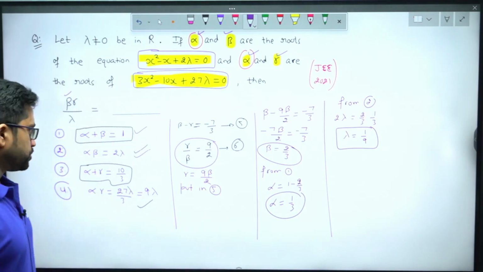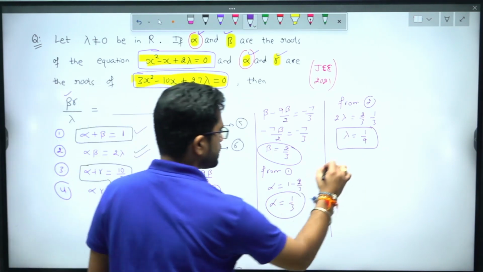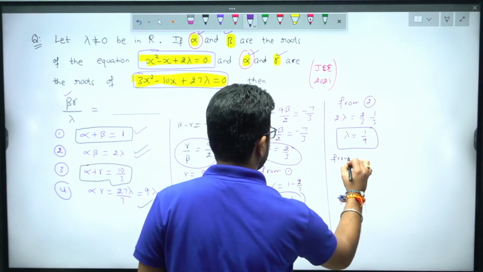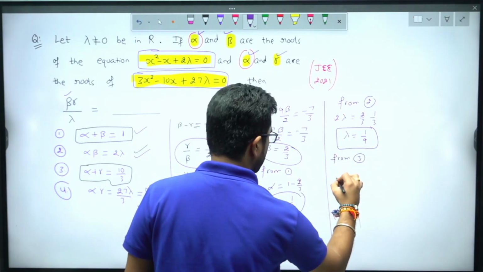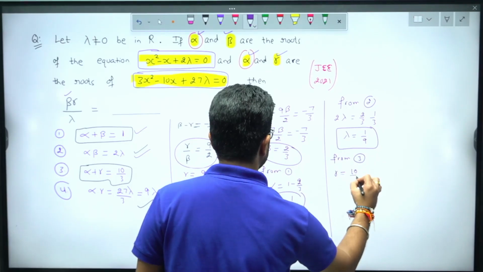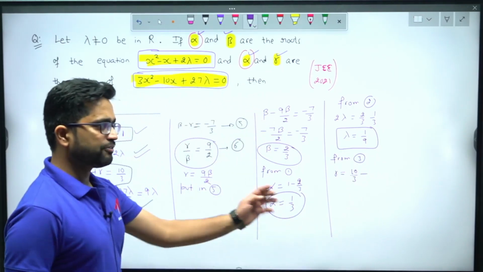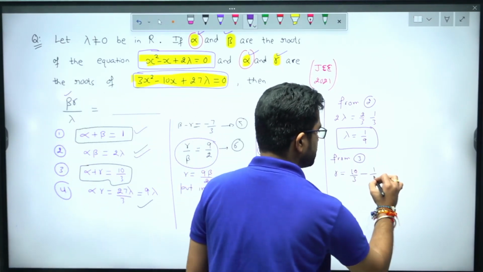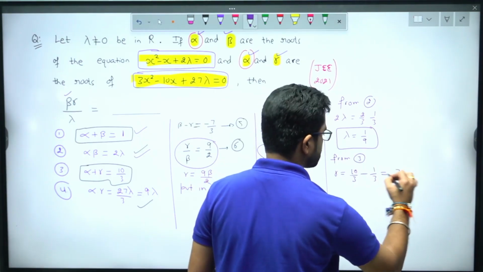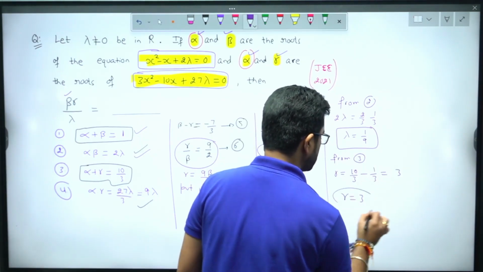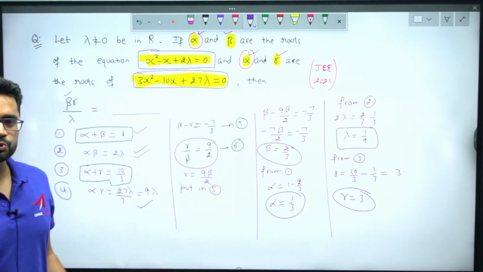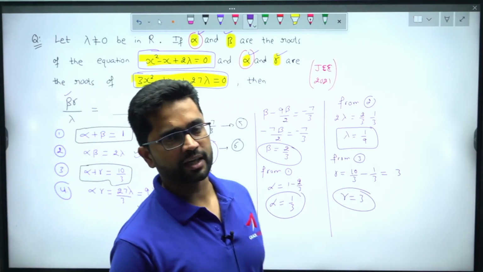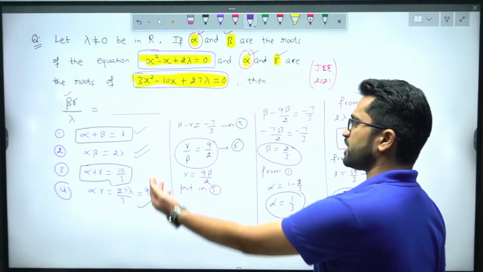Gamma. So from equation number 3, gamma comes out to be 10 by 3 minus alpha. What is alpha? 1 by 3. So 10 by 3 minus 1 by 3 is 9 by 3, which is 3. So gamma comes out to be 3. So all done. Very easy to get the unknown data from the 4 equations.